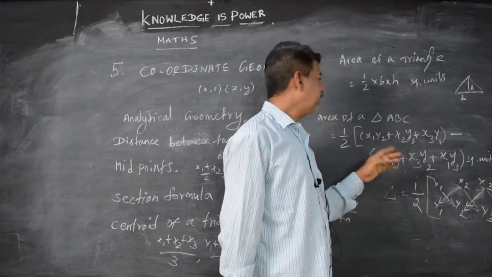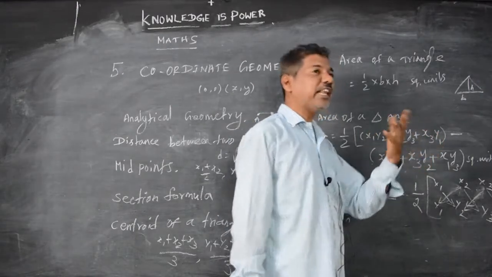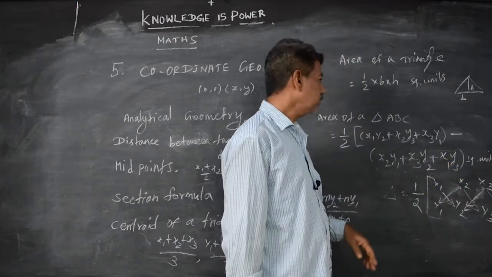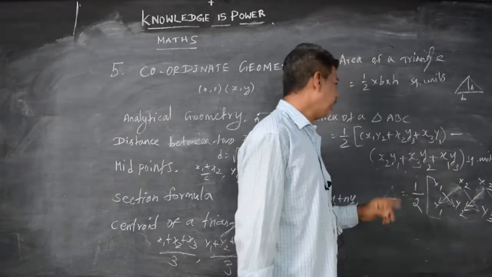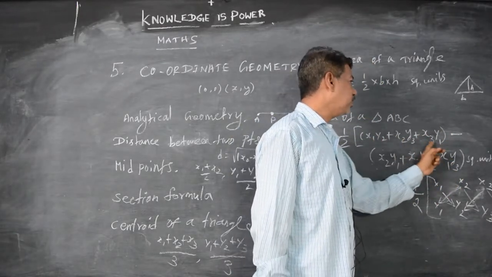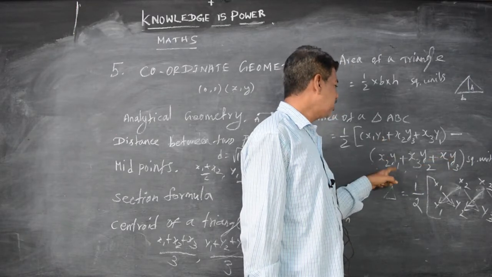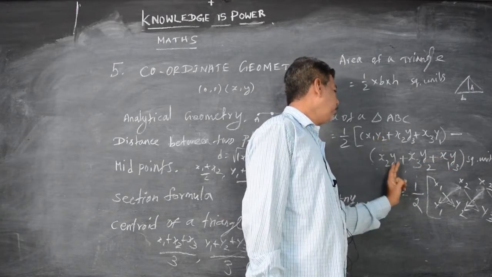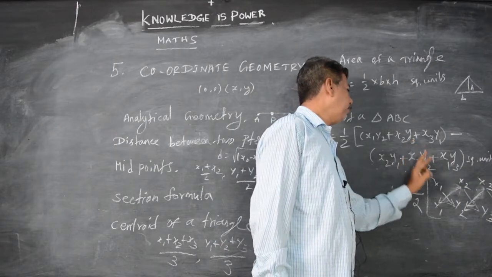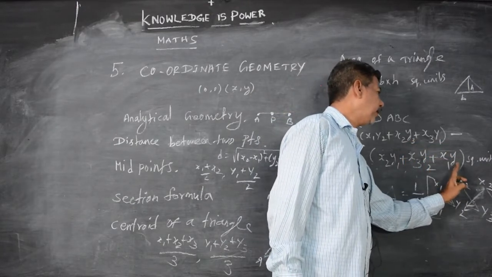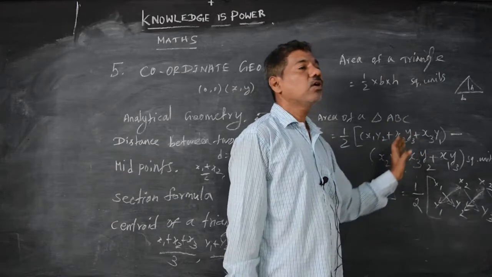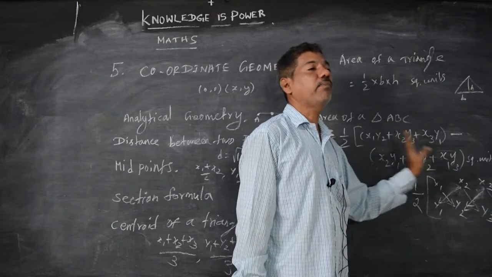You write xy xy xy, three pairs, xy xy xy, three pairs. Put minus in between. Here 1 2, 2 3, 3 1. After writing this, it will be easy. It will be interchanged: 1 2 will become 2 1, 2 3 will become 3 2, 3 1 will become 1 3. So this is also another trick to remember this formula.